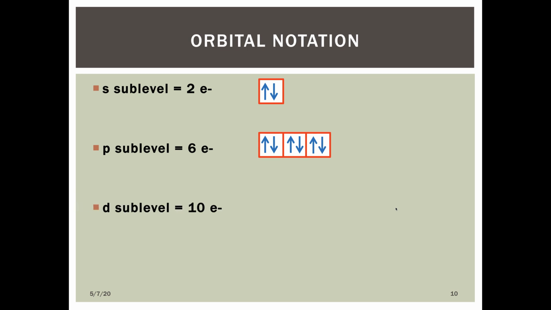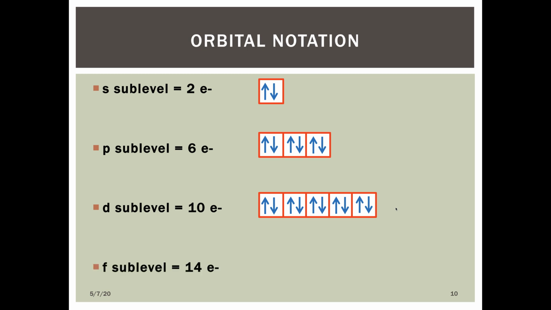D sublevels hold up to 10 electrons, and at 2 electrons per orbital, that's 5 orbitals. If I have 3 electrons, they'll each go in ups. If I have 3 more electrons, 1, 2, 3. Once all the ups are in, then you can start filling in the downs. If I had 2 more electrons, and finally, if the sublevel was full, that's what it would look like.